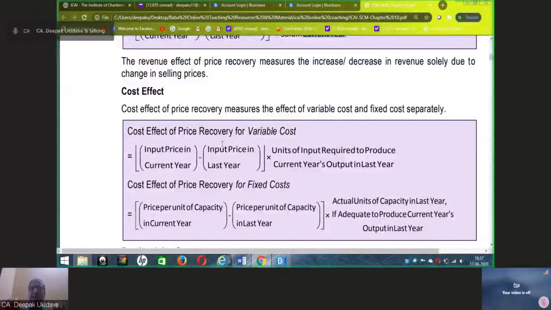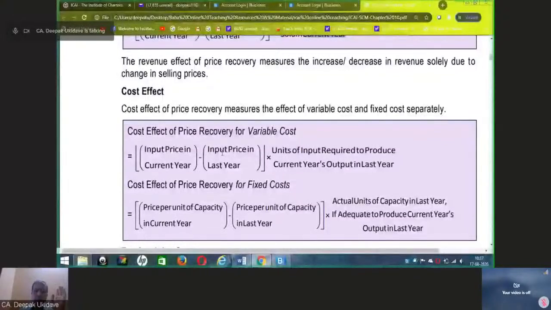Always we do like to like. Always in arithmetic or mathematics, we do like to like operation. Inside the bracket, if it is difference in input price, then outside the bracket, it will be the actual number of units of inputs required to produce current year's production. Current year's production equivalent to last year. Always it is standard quantity required for actual output. So units of input required to produce current year's output equivalent to last year, that is outside the bracket. This will give you cost effect of price recovery for variable cost.